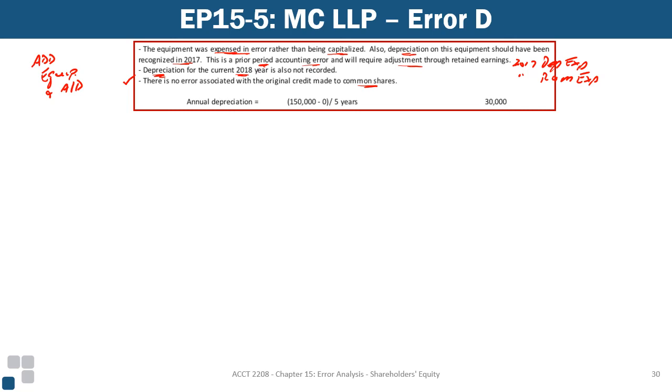That was good. So before proceeding any further, you also want to figure out what the annual depreciation should be. So cost minus residual value divided by life is basically 150,000 divided by 5 years. So there's 30,000 a year in depreciation that is missing.